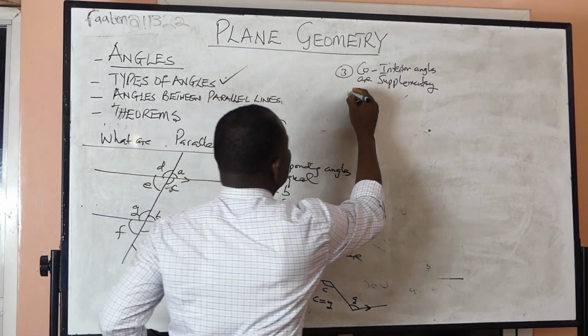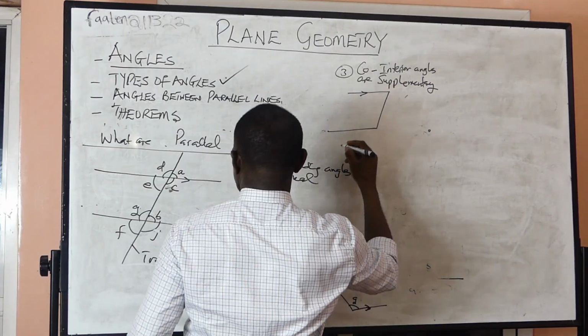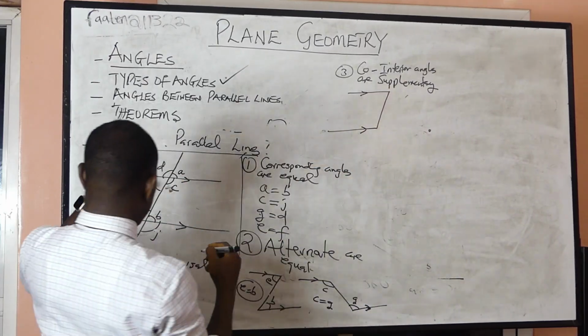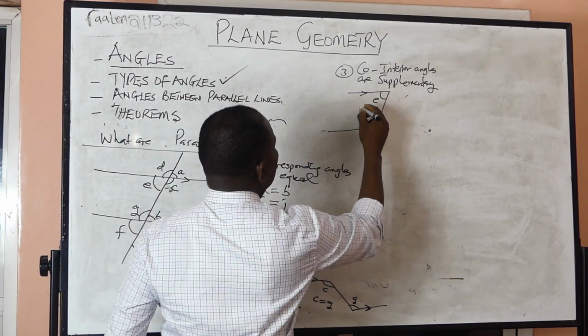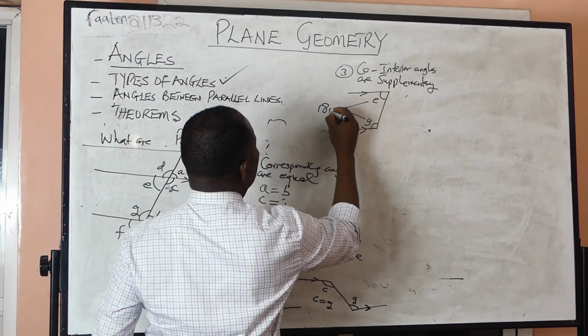So angles that are inside the same space. If I look at this diagram, I have E and G. They're in that same space. E and G, they're in that same space. These two will always add up to give me 180.